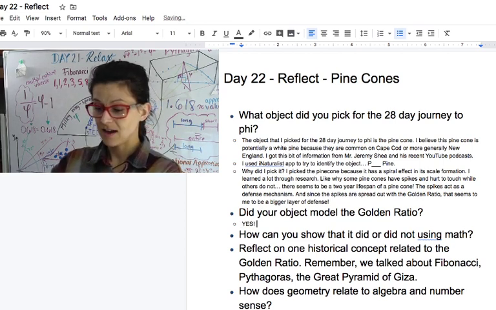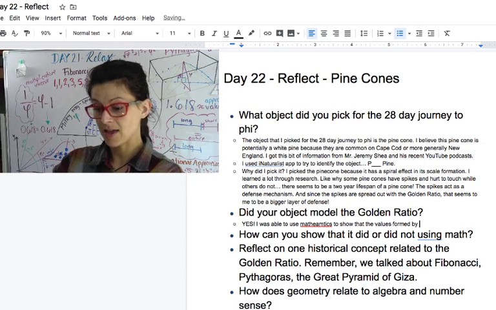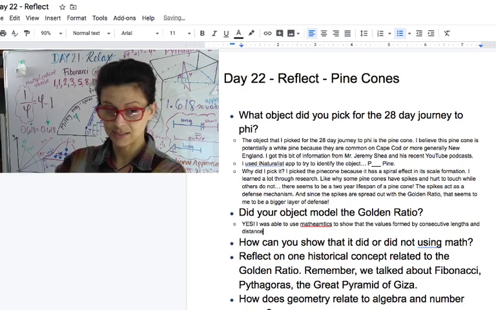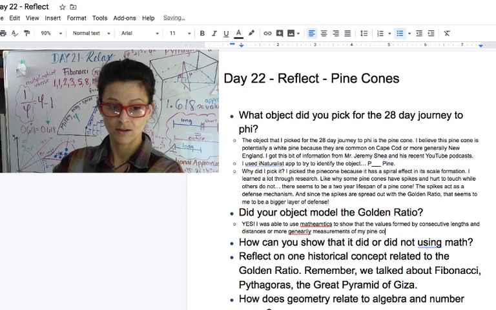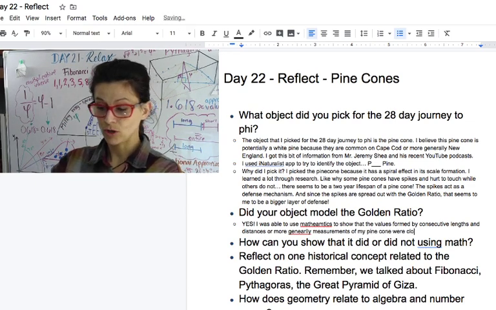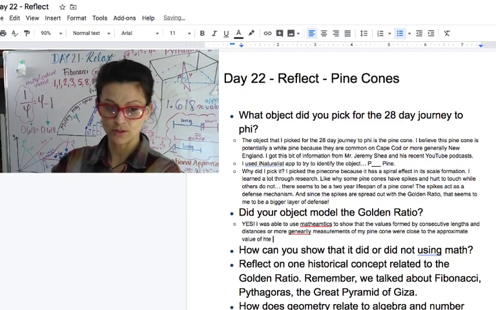Did your object model the golden ratio? Yes. I was able to use mathematics to show that the values formed by consecutive lengths and distances, or more generally, measurements of my pine cone were close to the golden ratio. The approximate value of the golden ratio.